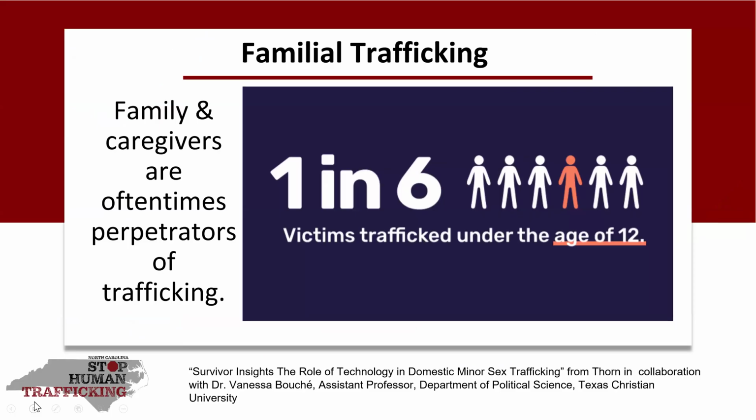Well, first we have familial traffickers, or caregivers or family that are traffickers. 1 in 6 victims under the age of 12 are trafficked by caregivers. It's kind of hard for us to wrap our mind around that caregivers trafficked the people that they're caring for, whether they be children or people with a developmental delay or people with an intellectual disability, but that is a common trafficker dynamic.